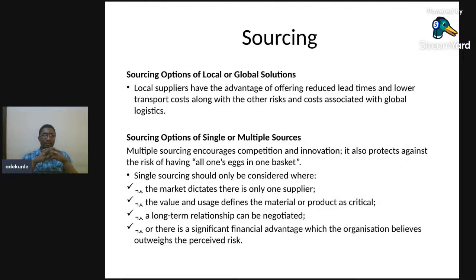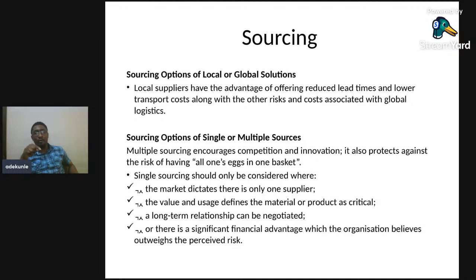Of course, you can also have sourcing options when you are looking at where to buy the product, either locally or globally. Local suppliers have the advantage of offering shorter lead time and lower transportation costs, along with avoiding other risks and costs associated with global logistics. There's one rule when you are sourcing: you only source globally when the product is not available within your local area.